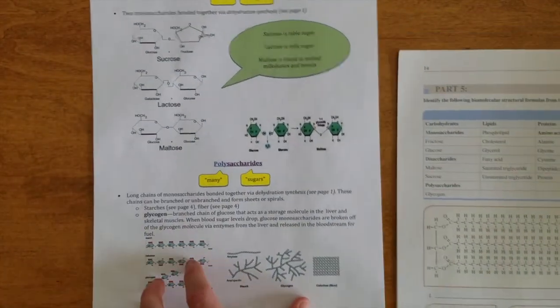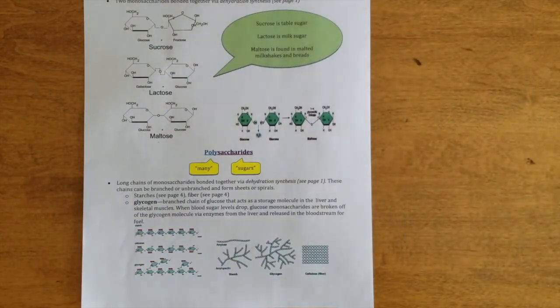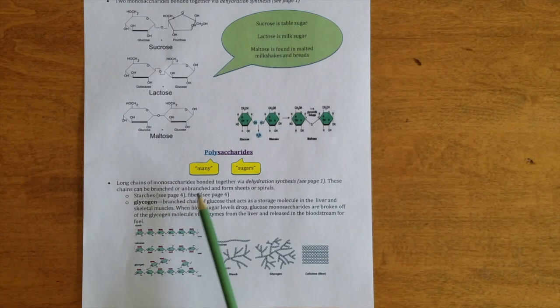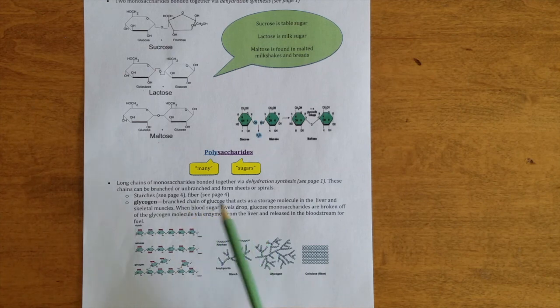Now let's take a look at polysaccharides. Poly means many, saccharides, sugar. So these are just big long chains of those monosaccharides that we were just talking about. Starches and fiber that we talked about earlier fall under this category. But the big one to pay attention to for this class is glycogen. So glycogen is a big, long, branched chain of glucoses.